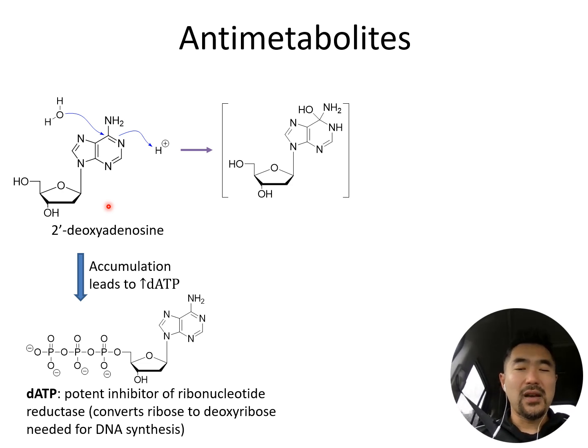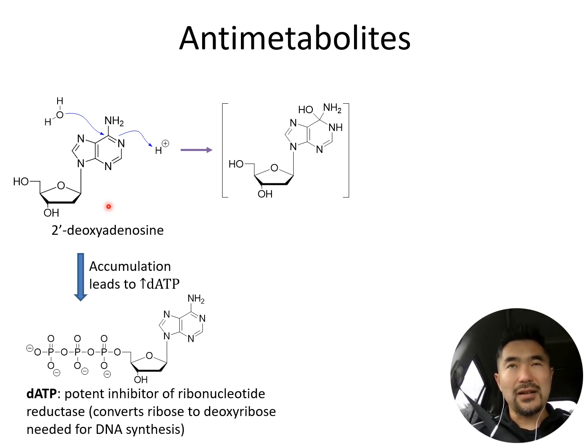But of course, some of this regulation is out of whack in a cancer cell, because in a cancer cell, you want to create way more DNA than is necessary. Same with a virally infected cell. So what this antimetabolite does is mimic the transition state of this enzyme that regulates the production of deoxyadenosine, or I should say the quantity of deoxyadenosine.